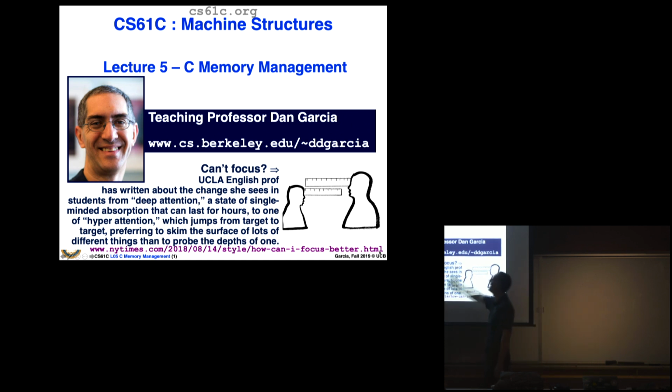All right, let's see, quickly. News of the day. A UCLA English professor has written about the change she sees in students' deep attention, a state of single-minded absorption that can last for hours, to one of hyperattention, which jumps from target to target, preferring to skim the surface of lots of different things rather than probe the depths of one. So if you find yourself being distracted a million times by your phone and other things, you are focused on this idea of hyperattention, where anything that blinks, it's like, oh look, butterfly. Deep learning often requires deep attention, okay? So that's an important thing.